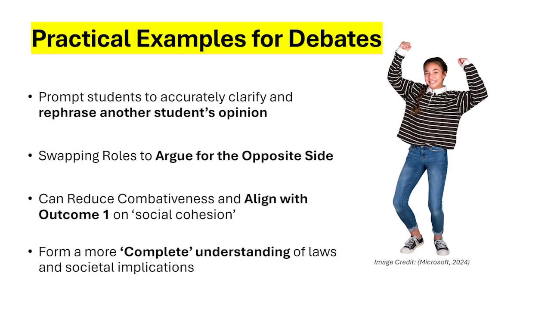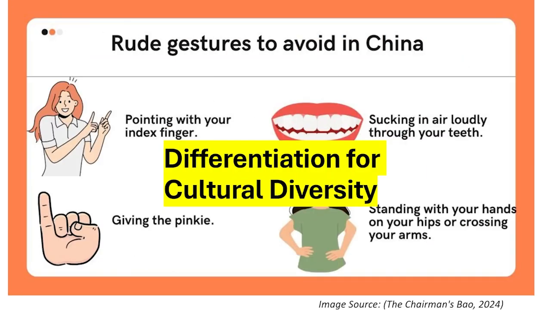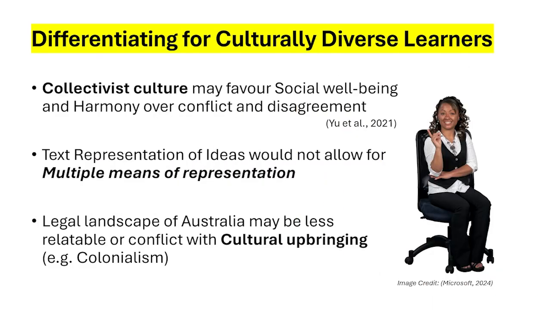In cases like this, we can ask students to rephrase another person's opinion in their own words, or argue for the opposite side to get a better understanding of the opposition. We would also need to differentiate further for our diverse cohort. In this classroom, debates may not be fully received by our students with a Chinese background, as their cultural values tend to favour harmony and social well-being over disputes.